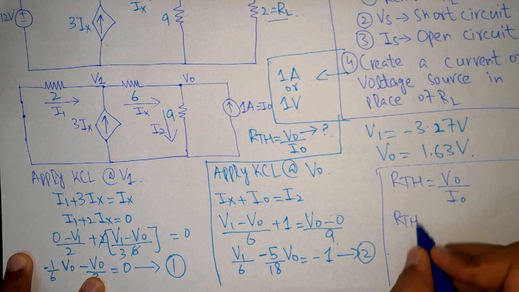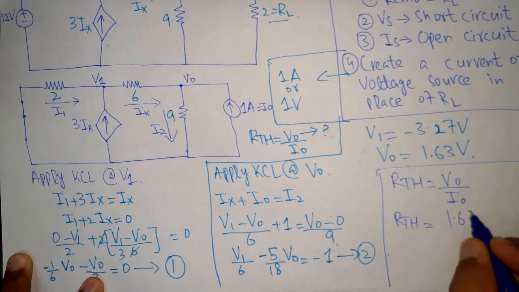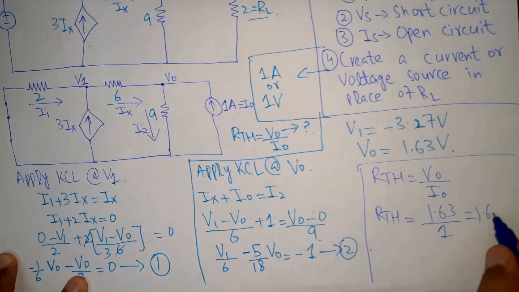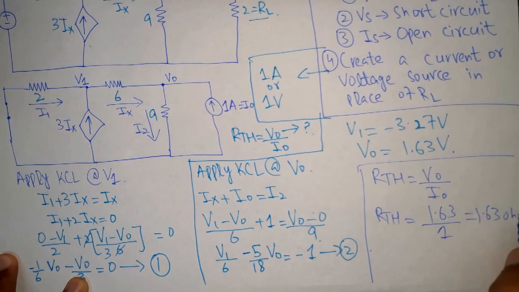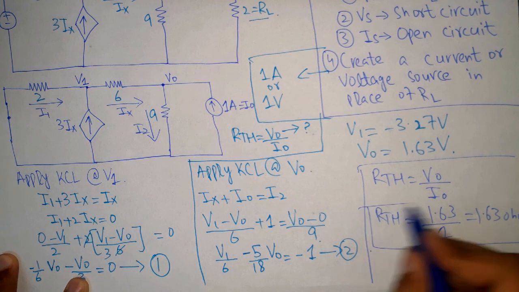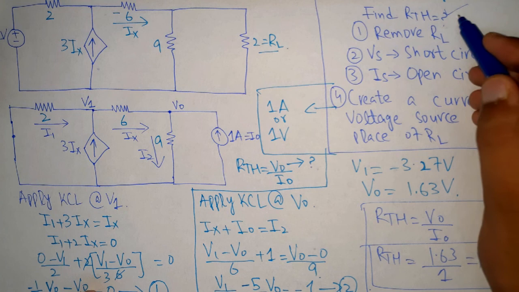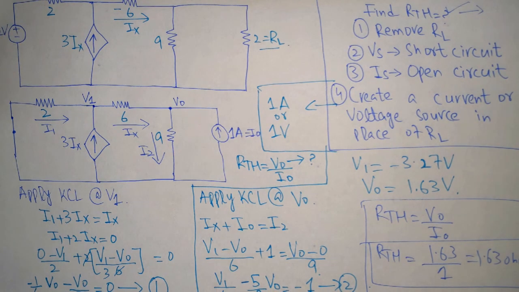R Thevenin will be equal to 1.63 divided by 1, which will be equal to 1.63 ohm. So our second step is done. We needed to find the Thevenin's resistance, and we found it. Now our final step is to put these two values, Thevenin's resistance and Thevenin's voltage, into my original circuit and find the final value of load current and load voltage.